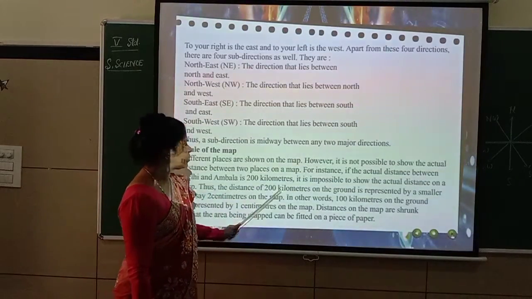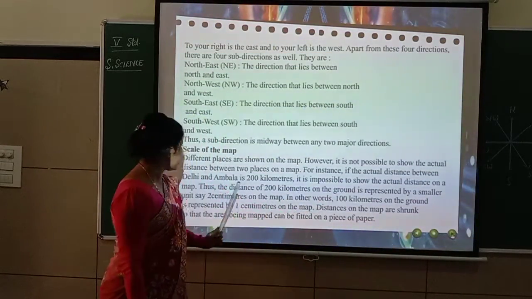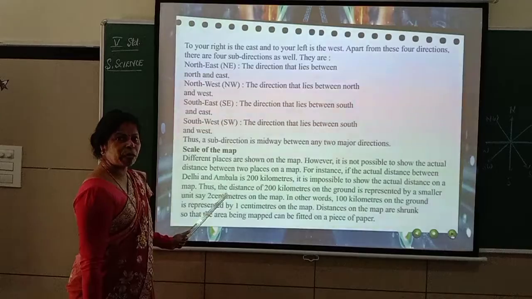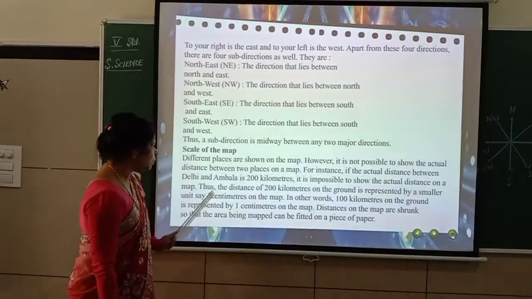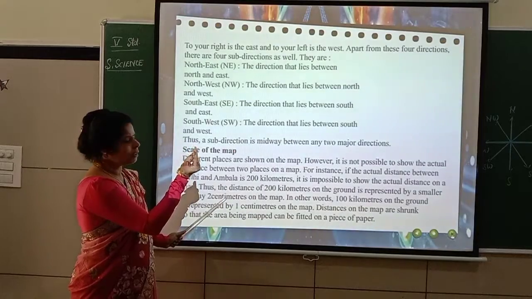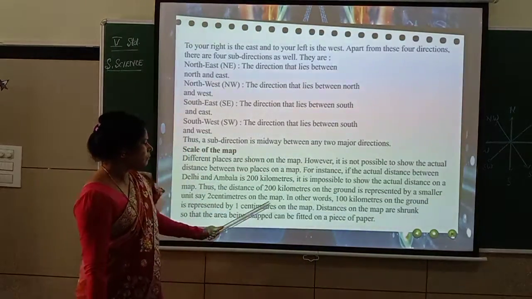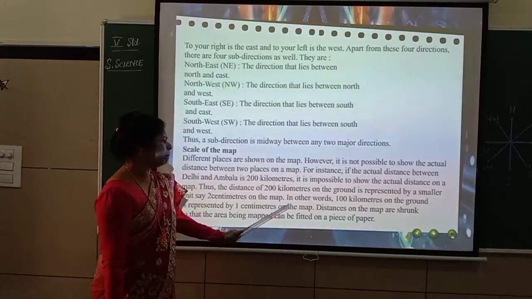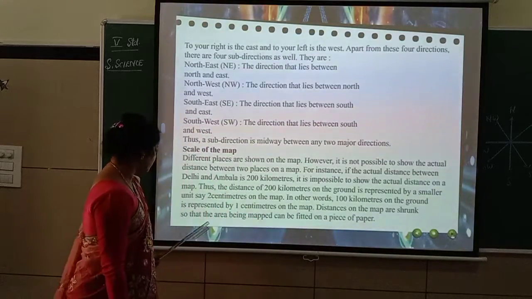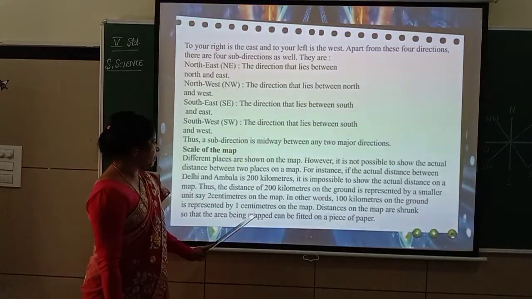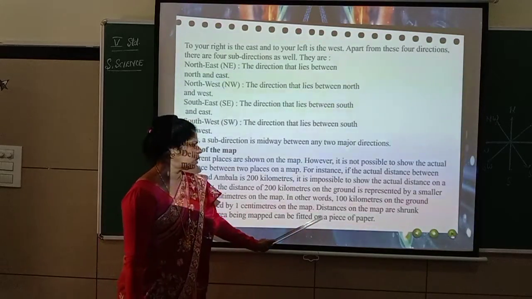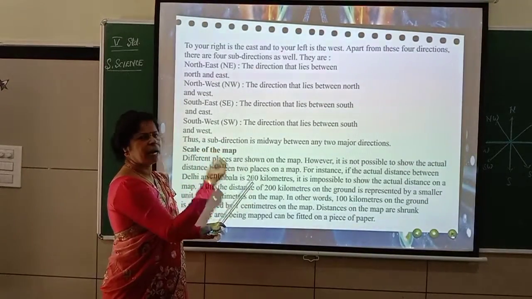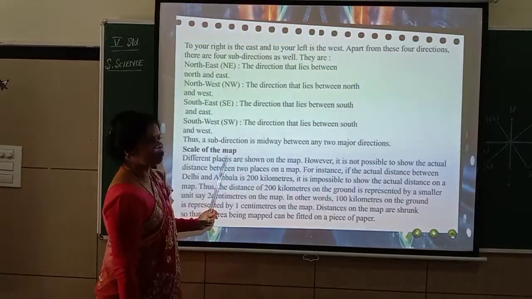Thus, the distance of 200 kilometers on the ground is represented by a smaller unit, say 2 centimeters. So 100 kilometers is taken as 1 centimeter. That means 200 kilometers will be 2 centimeters. 2 centimeters is small, isn't it? So it is shown like that on the map. In other words, 100 kilometers on the ground is represented by 1 centimeter on the map. Distances on the map are shrunk so that the area being mapped can be fitted on a piece of paper. So that big area is made into a small size and that is shown on the map. That's the meaning and scale of the map. Next.